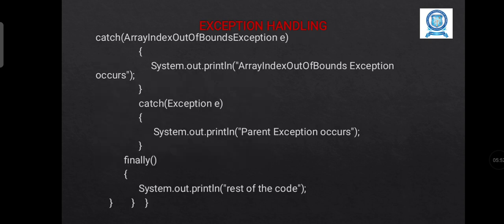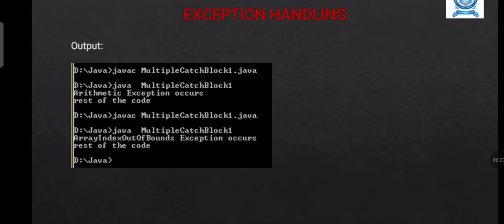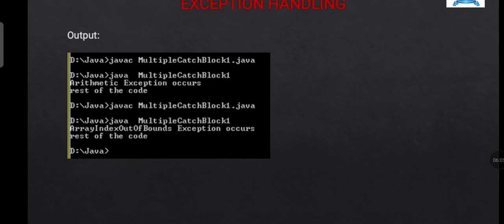Then we have a finally block. The finally block will be executed regardless of whether an exception arises or not. So we are printing a simple statement, rest of the code. So this is the execution window.